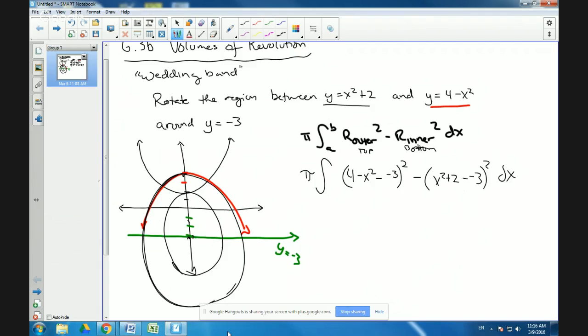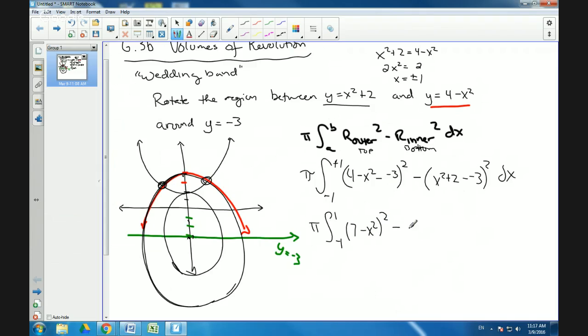So here's the setup. What are these points? The limits, like the integral limits. We need these two numbers, right? 2x squared equals 2. Negative 1 to 1. I don't know why I wrote positive there, but whatever. So let's simplify here. 4 minus negative 3 is 7. And then 2 minus negative 3.